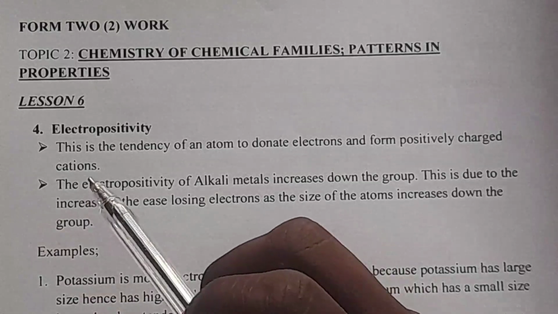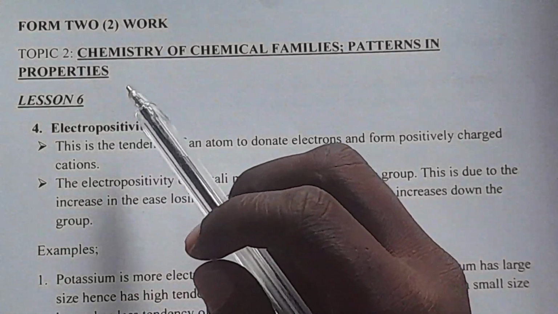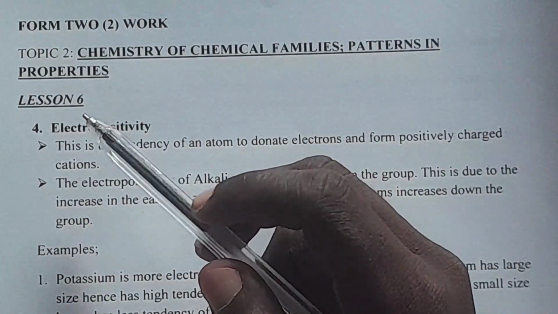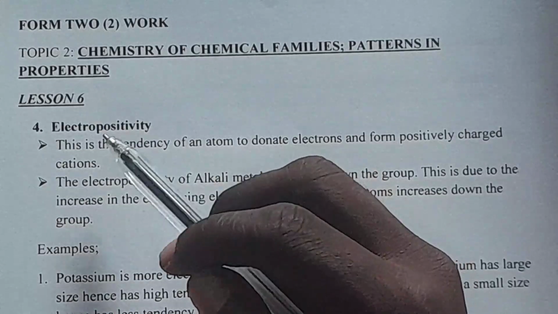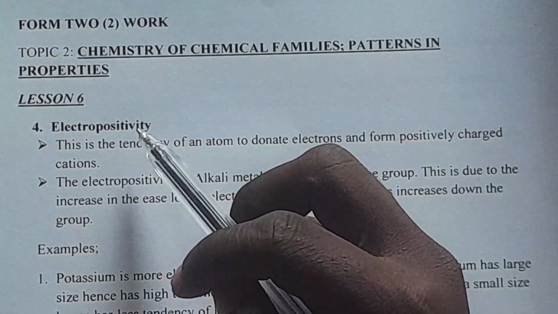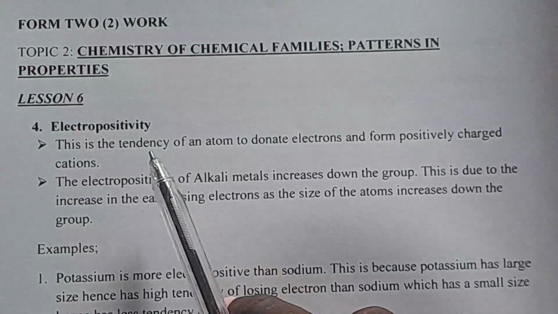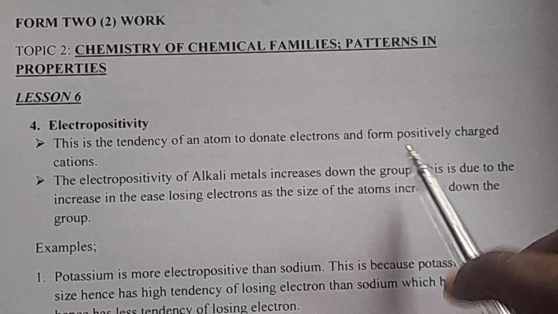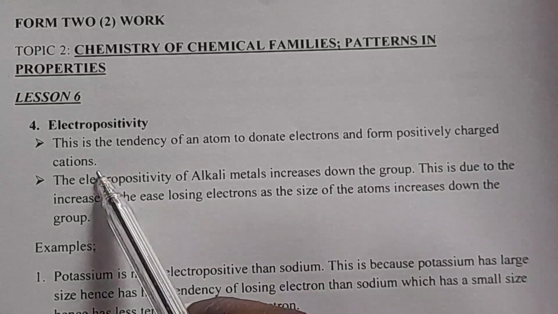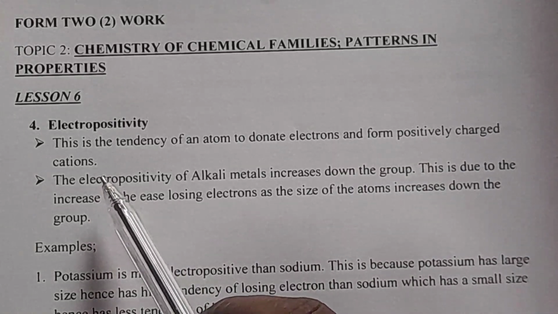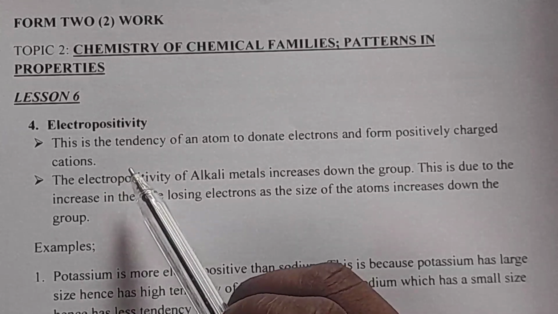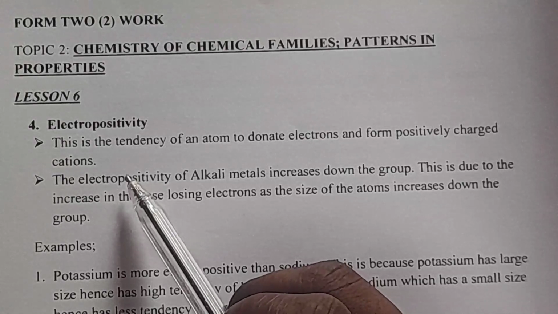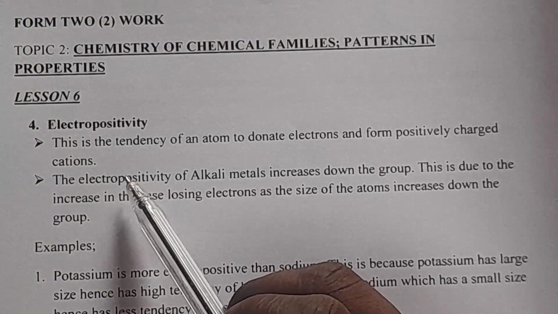Hello students, previously in lesson 5 from 2 to book 2 we were dealing with the reaction of alkali metals with water. So today, lesson 6, we are going to start with electropositivity. What is electropositivity? This is the tendency of an atom to donate or to lose electrons and form positively charged cations. Remember we said in ion formation, atoms or metals lose electrons, and when they lose electrons, they form cations or positively charged ions.